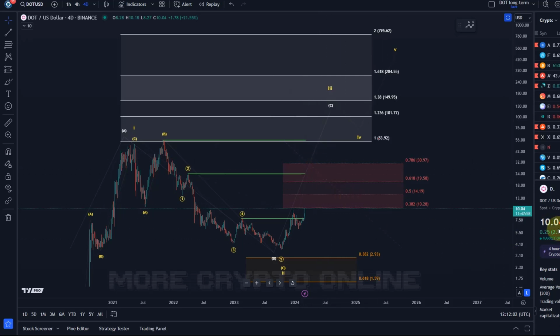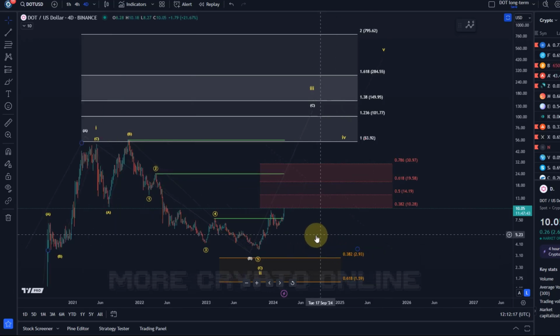But the alts are only just getting started, right? But you see, we are on the move. We are on the move. And here you see the next structural resistance that I showed you on the smaller time frame, around 2450, okay?